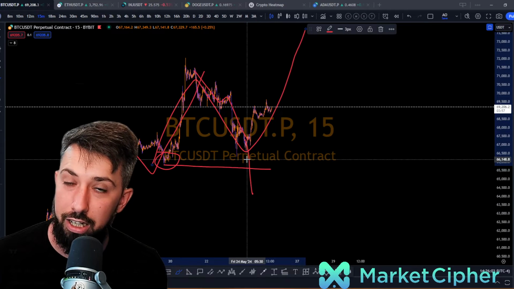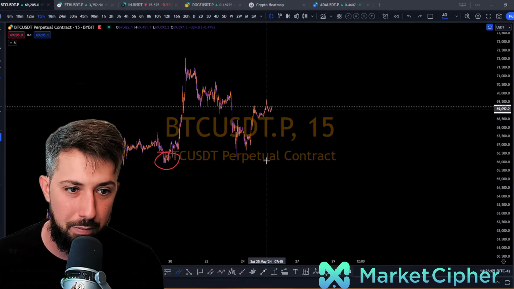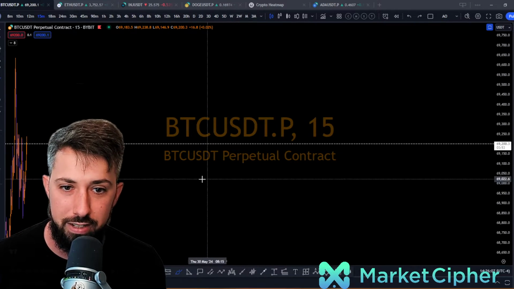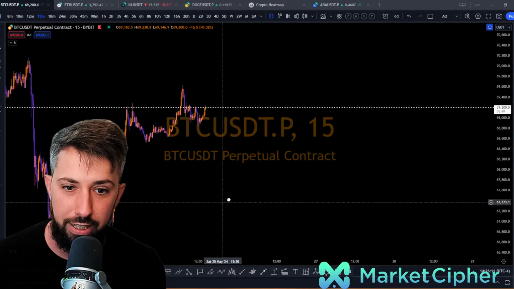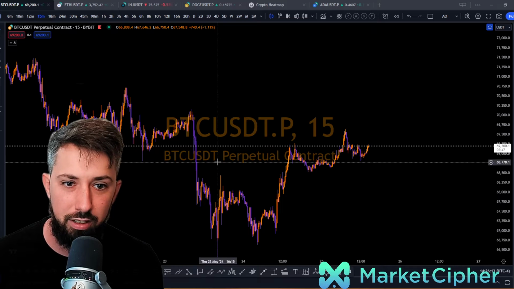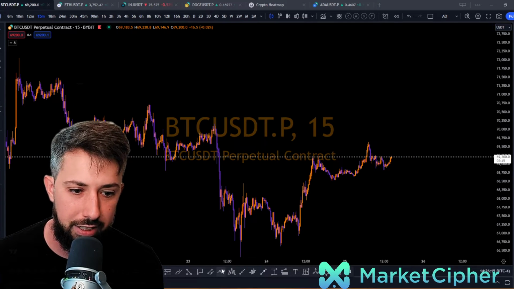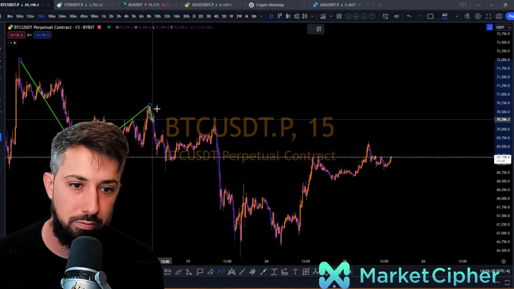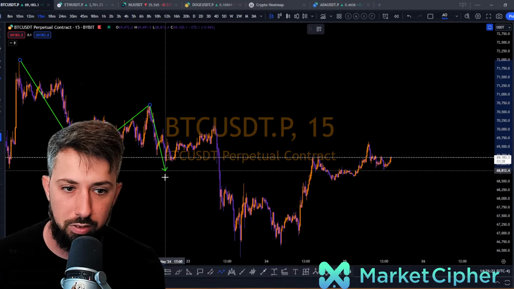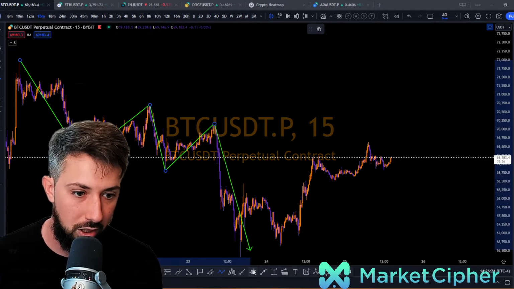Breaking structure to the downside implies that we are probably correcting here rather than just bouncing on another higher low. So that's something to keep in mind, and you can see this throughout price action all the time. Where can we see it?